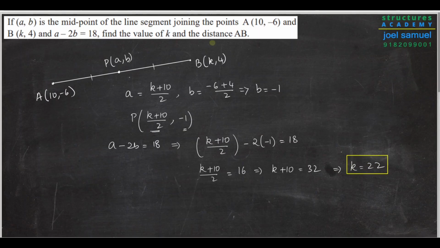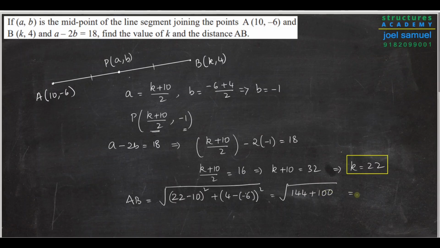The second part of the question asks us to find out the distance AB. Therefore now distance AB becomes under root, now we know k is equal to 22, so (22 - 10) whole square plus (4 - (-6)) whole square. All of this is under the square root, so this becomes 12 square, which is 144, plus 10 square, that is 100. So this whole thing becomes square root of 244, and that can be expressed as under root 4 times 61, which implies the distance AB is 2 root 61 units, and that is the final answer.